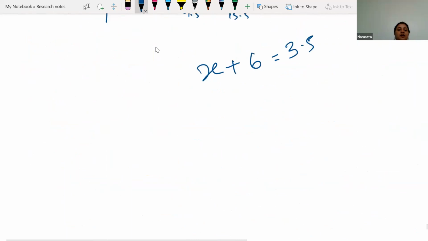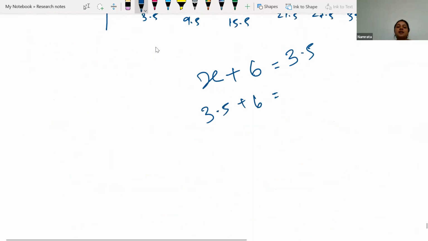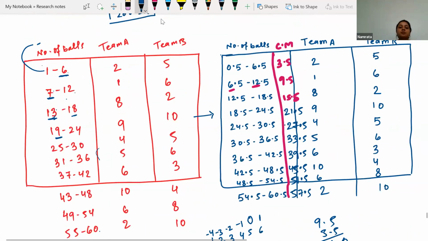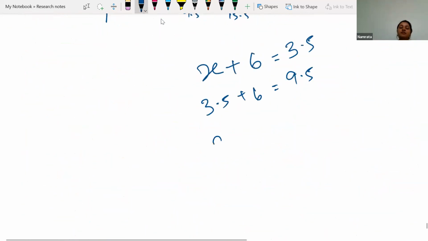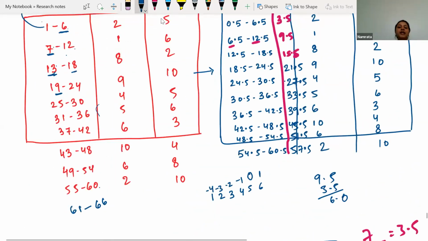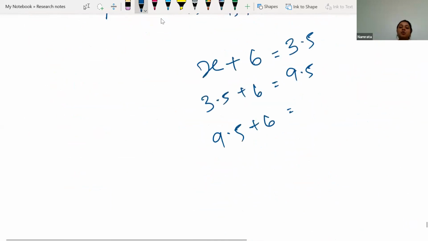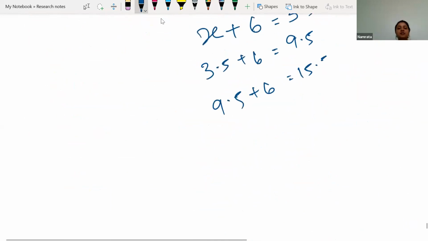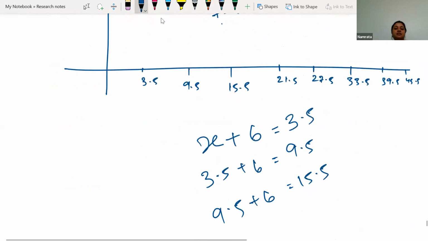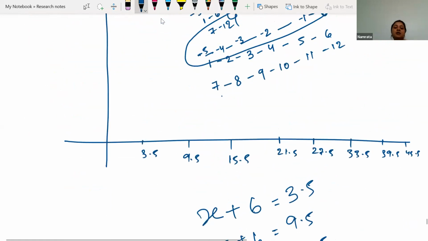Are you getting the previous class mark? Let's say it was x. Then 6 must have been added, then it would be 3.5, because to x, 6 has been added. And then we are having the next class mark, that is 9.5. To 9.5, 6 is added, and then we are getting the next class mark, that is 15.5. Right? So every time 6 is added, and then we get the next class mark.